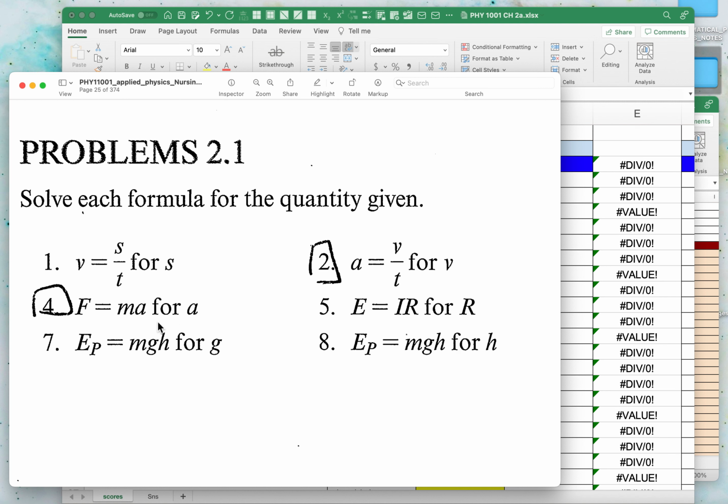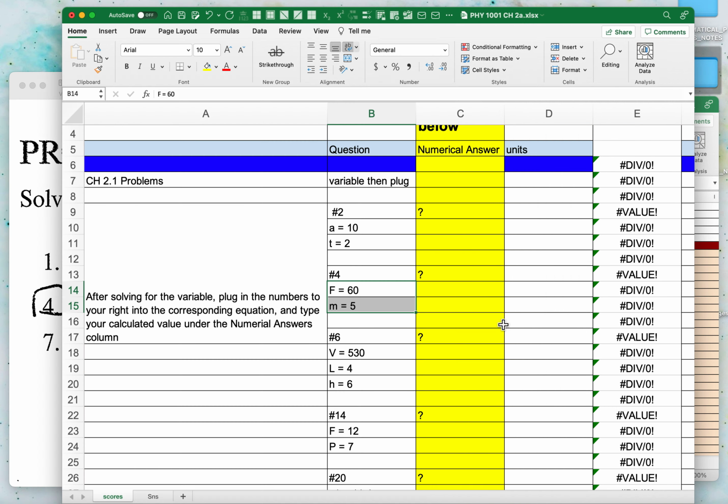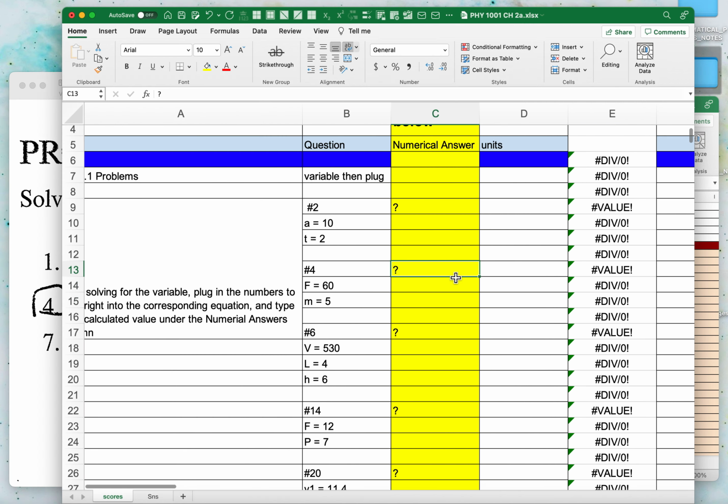And once you solve the equation and then plug in those values for f and m, the numerical answer is what you're going to enter here in number 4. So whatever numerical answer you have, you'll just enter that there. And again, you'll have unlimited tries until you get the right answer.